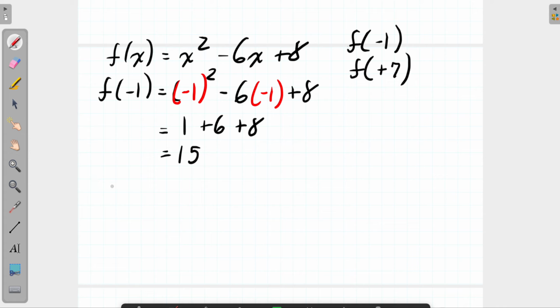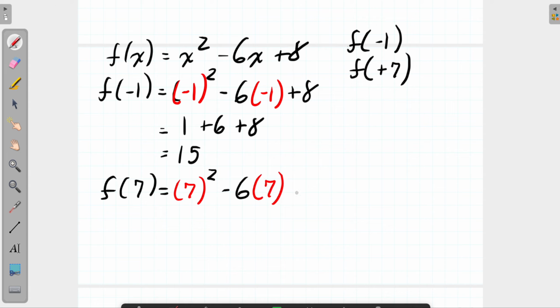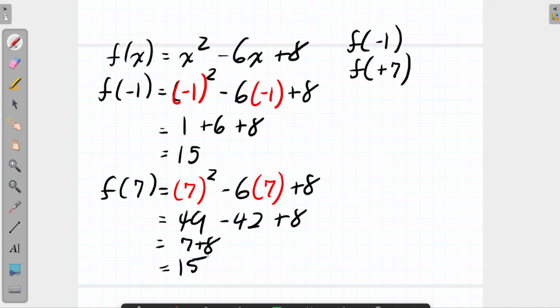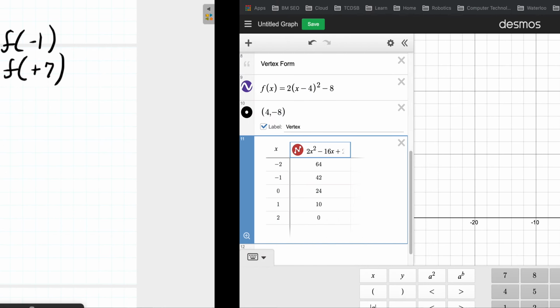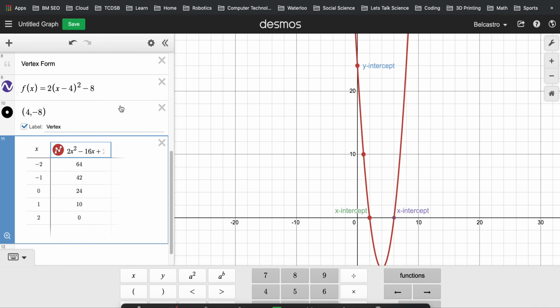Great, that worked out. Test our second answer. F at 7 gives us 7 squared minus 6 times 7 plus 8. 7 squared is 49. 6 times 7 is 42, and it'll be a negative, plus 8. 49 subtract 42 is 7 plus 8 turns into 15. Amazing. Both of those worked out as answers, and we can verify something like this.